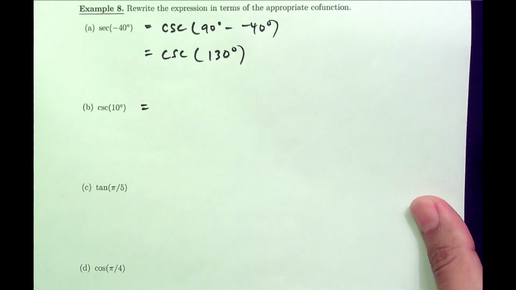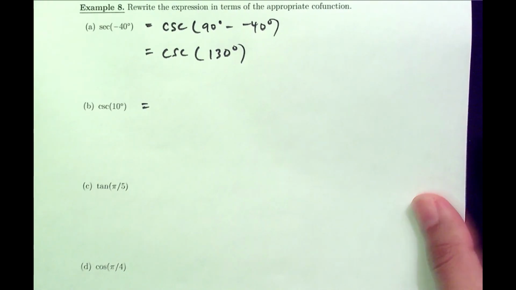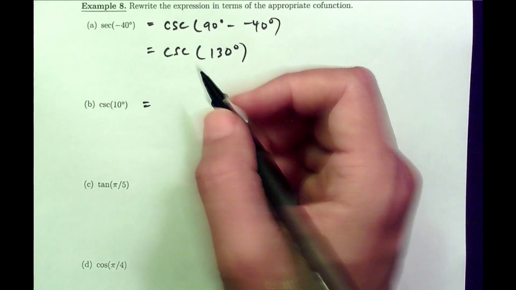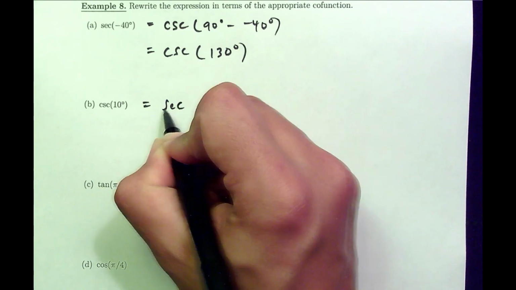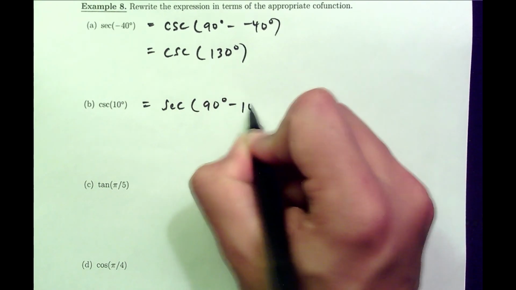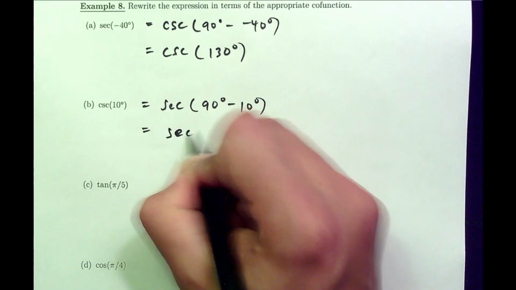How about this one? The cosecant of 10 degrees is equal to what? Well, the cofunction of the cosecant is the secant. So this is the same as the secant of 90 minus 10 degrees, passing to the complementary angle. And simplifying, this is the same as secant of 80.